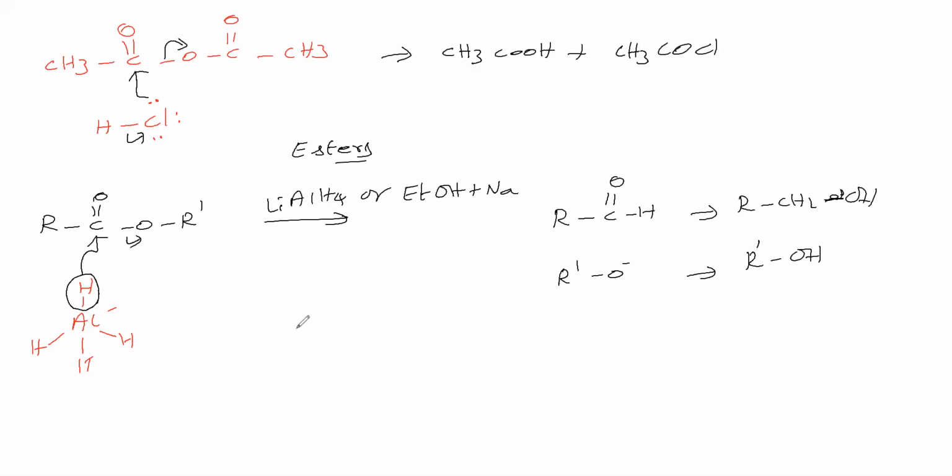Now we will change the reducing agent. Instead of lithium aluminum hydride, we can take hydrogen plus copper chromate. The copper chromate formula is CuO.Cr2O3. Instead of lithium aluminum hydride, we can take this reducing agent. We will get the same product. In that there is no change. Okay, next reaction we'll see.